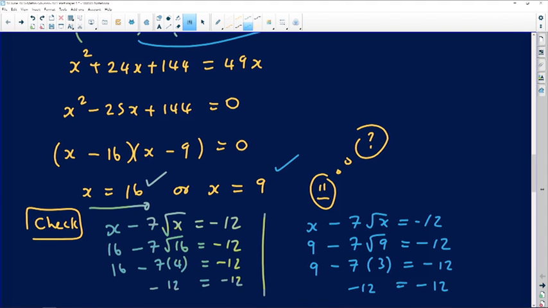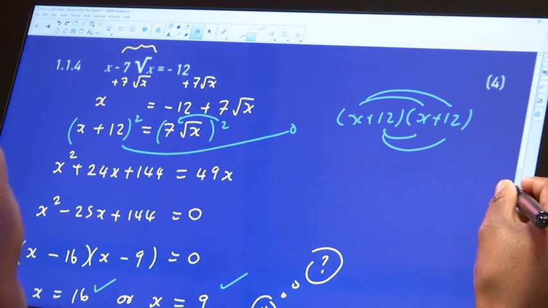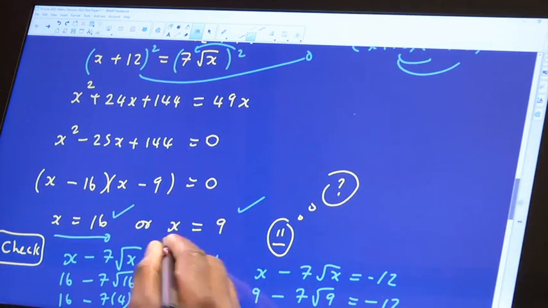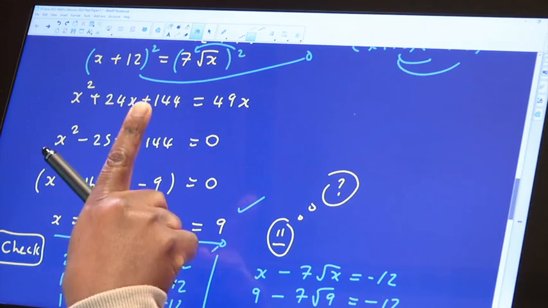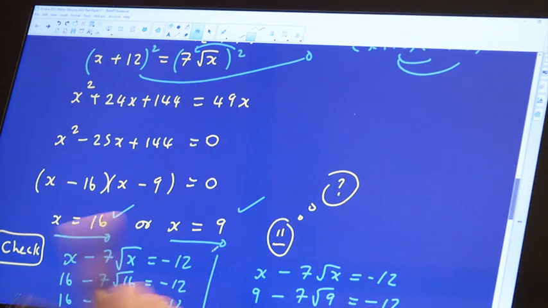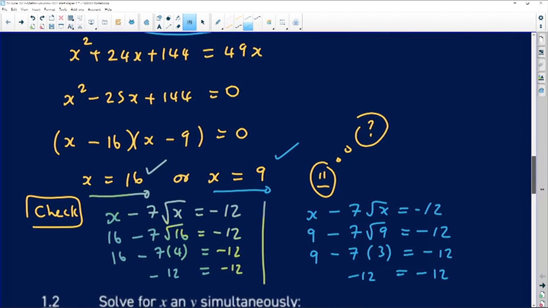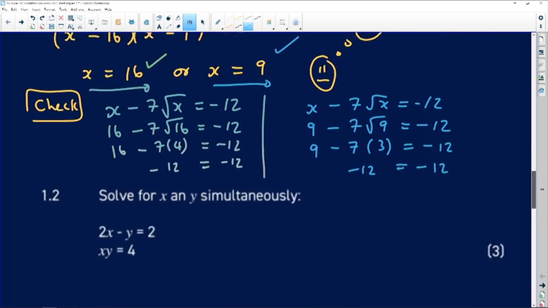I've checked them. Always remember, every time you're doing questions with surds, you need to go back and check if your answer is valid or not. Just answering and leaving it there is not enough. You must go back and check if both these solutions satisfy the equation or not. It turns out in our case, both of them are valid, so we're pretty much happy because they both satisfy the equation.